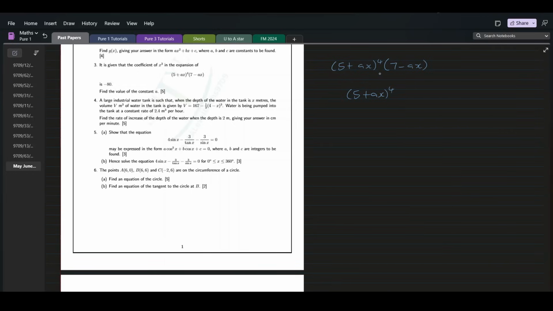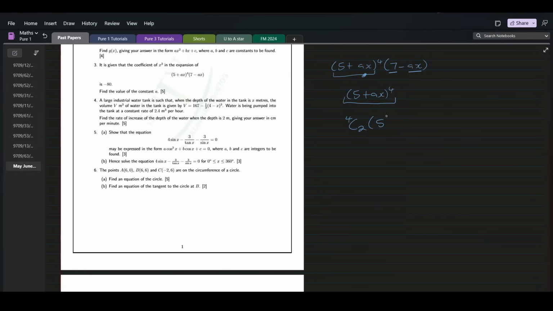Because if you then multiply the term in x squared from this bracket over here by negative ax, you're going to get a term in x cubed. Then if you multiply the term in x cubed from this bracket over here by 7, you're going to end up with a term in x cubed. So from this expansion, we want the term in x squared and the term in x cubed. And we're going to do that by saying, let's start with 4 choose 2.